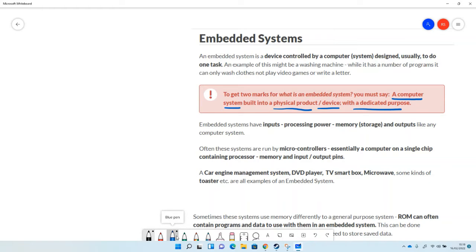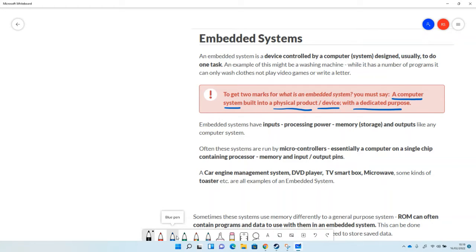So there are 2 marks there: the dedicated purpose bit, and the computer system that's built into a product or device. So it's not enough to say something like "it's a system in a system". If you say that, it won't be enough. You'll get a "not enough" on your exam for that, so you won't get any points. So don't say things like "it's a system in a system" or something that's kind of vague. The 2 marks are for a computer system built into a physical product or device with a dedicated purpose.